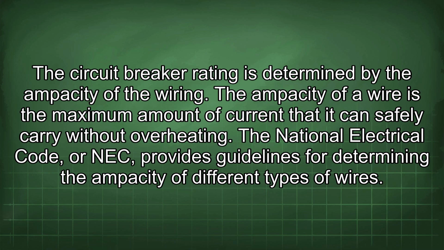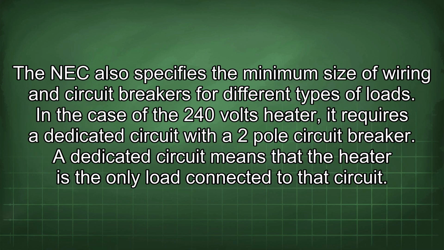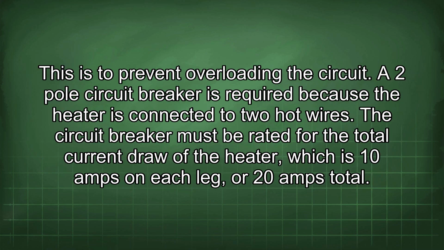The National Electrical Code, or NEC, provides guidelines for determining the ampacity of different types of wires. The NEC also specifies the minimum size of wiring and circuit breakers for different types of loads. In the case of the 240 volts heater, it requires a dedicated circuit with a two-pole circuit breaker. A dedicated circuit means that the heater is the only load connected to that circuit. This is to prevent overloading the circuit.